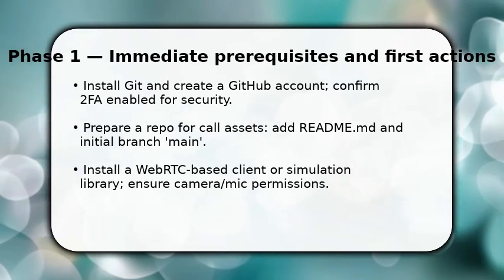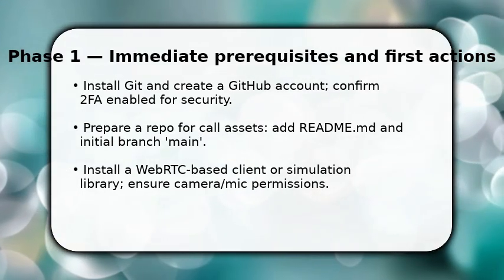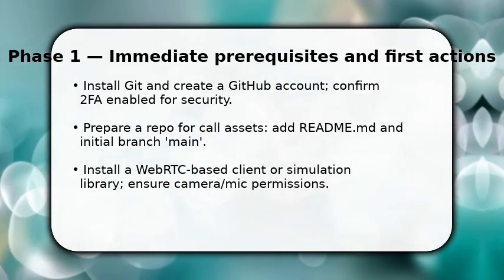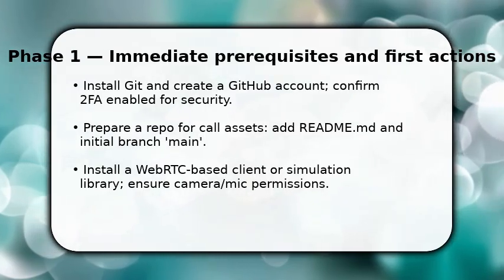Enjoy the video. You start with essentials. Install Git and sign into GitHub, then enable two-factor authentication for safety. Once done, create a repository to hold call assets, name a default branch, and push an initial README.